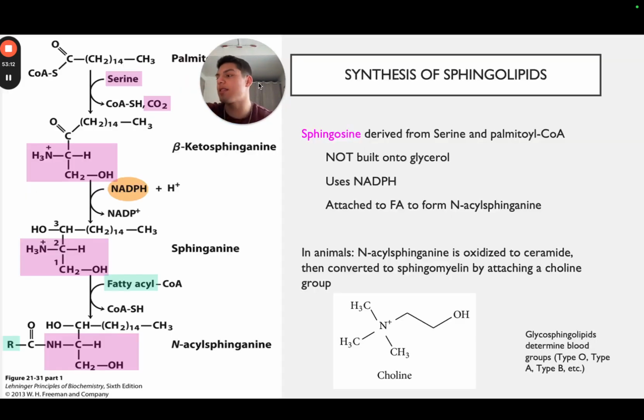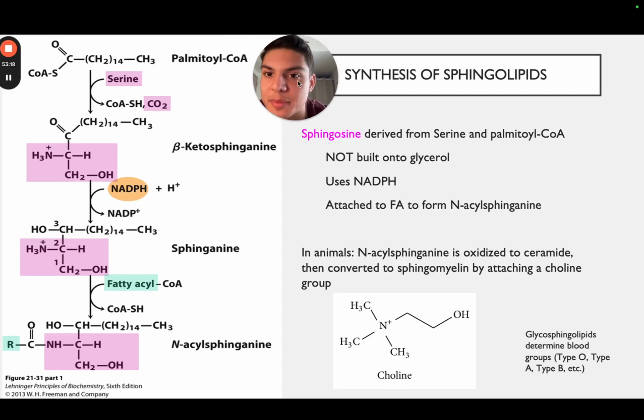So going into the synthesis of sphingolipids. As you can see, sphingosine is derived from serine and palmitoyl-CoA. So palmitoyl-CoA is going to combine with serine. It's going to form this beta-ketosphingolipid, and essentially it's going to be reduced into sphingolipid, because right here is beta-keto. We turn the ketone group into a hydroxyl, so we get rid of the name, and it's now sphingolipid, as you can see here. It's on this top part, carbon 3. And then from there, we add a fatty acyl-CoA to form N-acylsphingolipid. And that's basically how we do this whole synthesis.